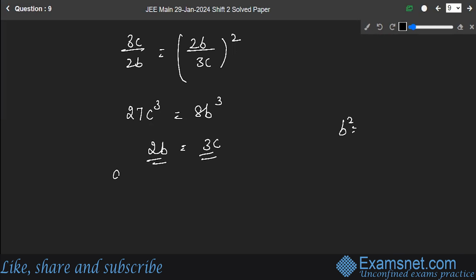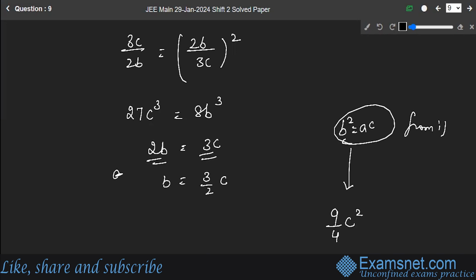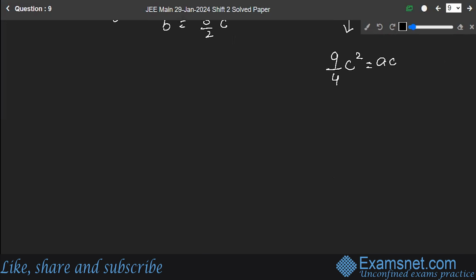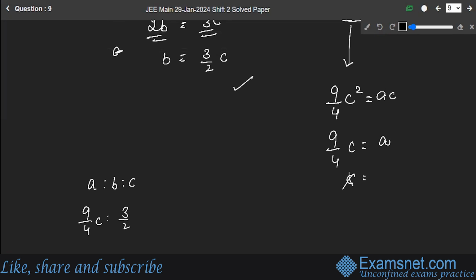Now you have 2B is equal to 3C. We already had B square is equal to AC from equation 1. So from here you had B is equal to 3 by 2 C, or if I fill in this equation, it will be 9 by 4 C square is equal to AC, and you will have 9 by 4 C is equal to A. You will have A is to B is to C. A is given by 9 by 4 C. B is from here, you have 3 by 2 C. And C, let it be C.